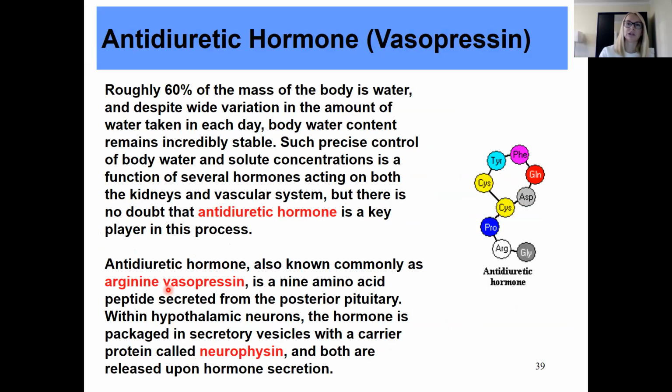The next hormone, which is synthesized in the pituitary gland, is antidiuretic hormone, or vasopressin.